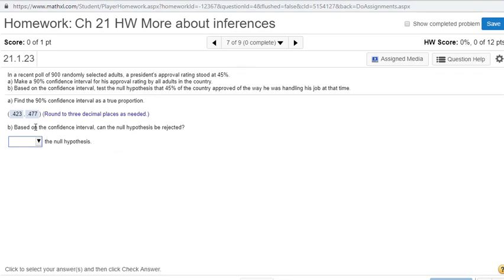Okay, so we need to be able to interpret this interval, because it's much easier to create the interval, right? I mean, the statistical analysis part is the easiest part that we do these days because we can use StatCrunch to do this.